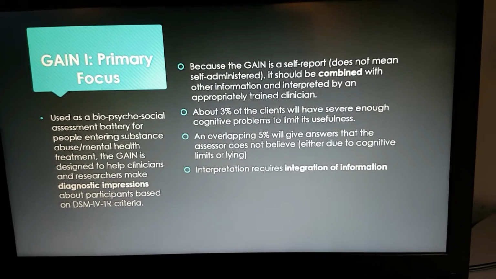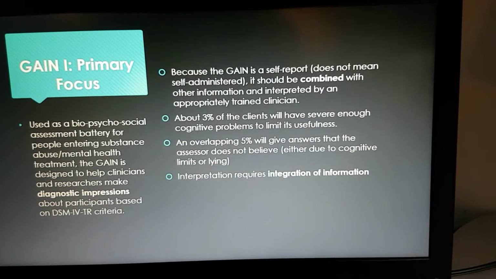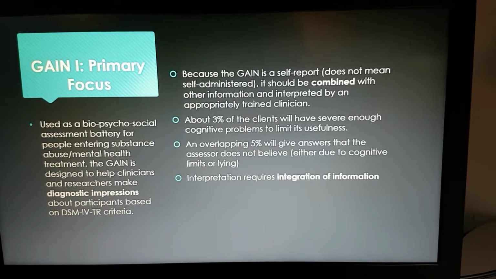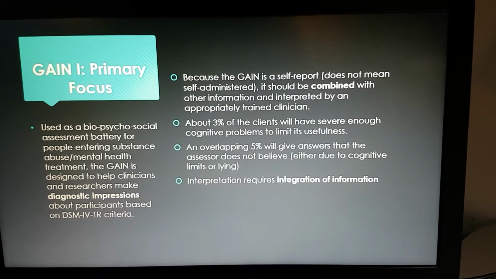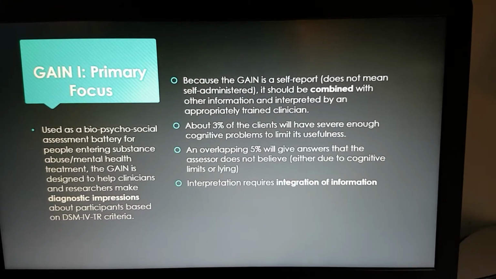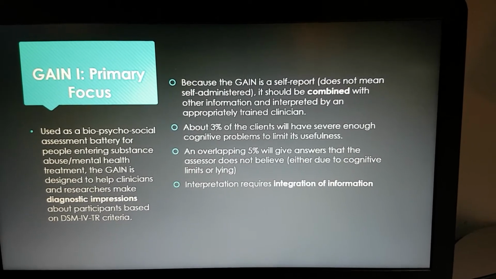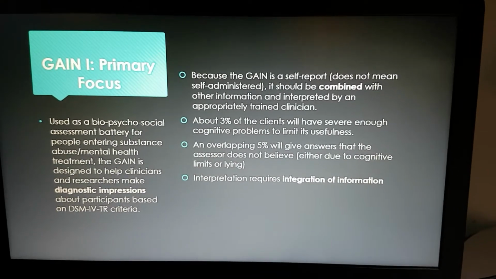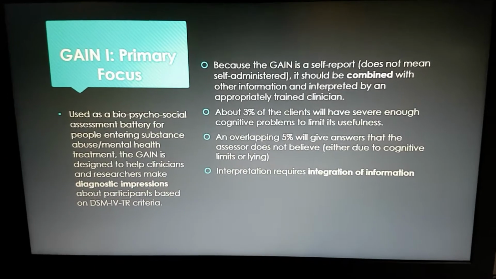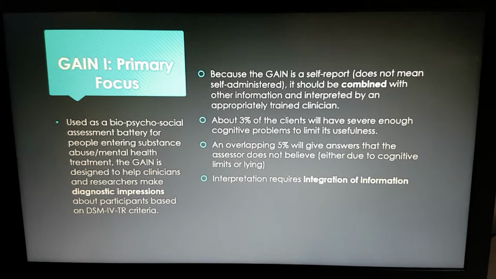So the GAIN I, or the GAIN individual, its primary focus is that it's used as a biopsychosocial assessment battery for people entering substance abuse or mental health treatment. The GAIN is designed to help clinicians and researchers make diagnostic impressions about participants based on DSM-4 criteria. So they do use the DSM-4 in the diagnosis. Obviously, us as SSWs will not be making diagnoses. These are done by therapists and certified counselors.